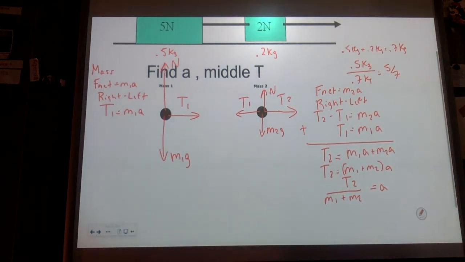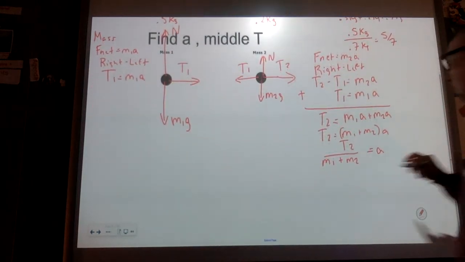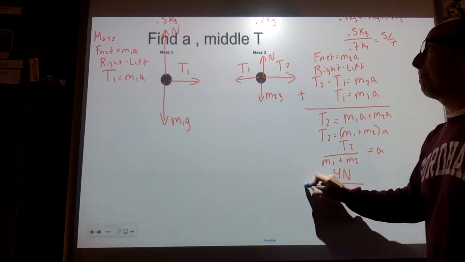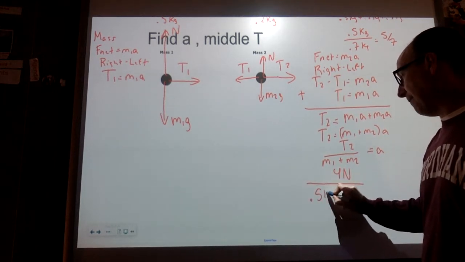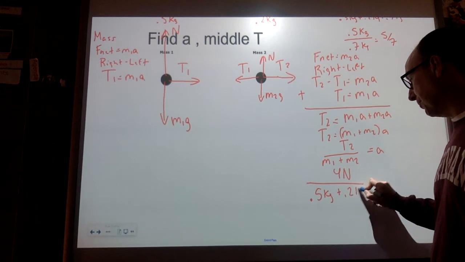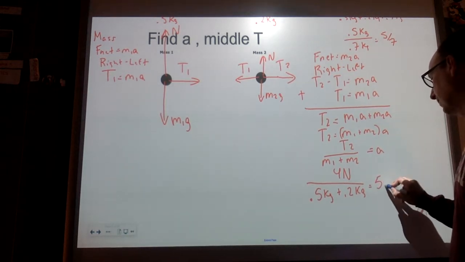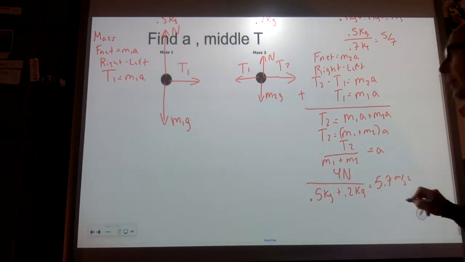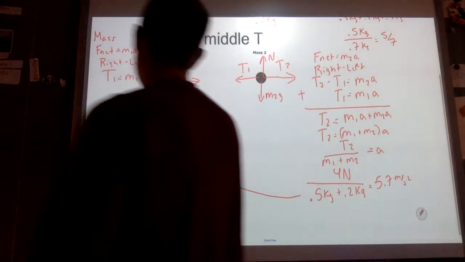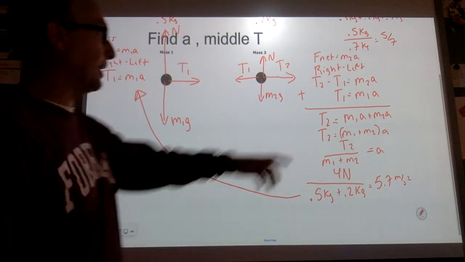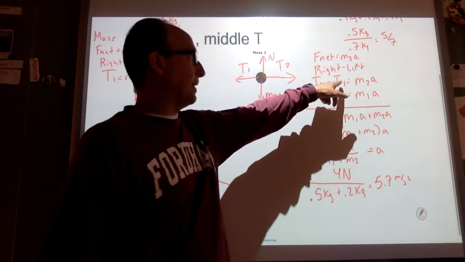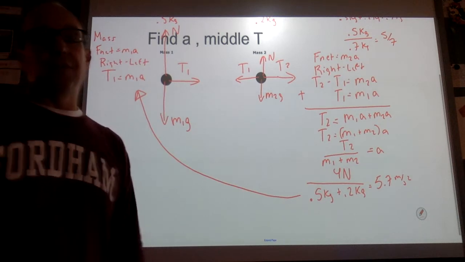So my total force is this T, which we said was 4. And then I have 0.5 kilograms plus 0.2 kilograms. So 4 divided by 0.7 is 5.7 meters per second squared. I can then plug this in here to find out what T1 is, or I could plug it in here to find out what T1 is. It's easier if it's just T1.